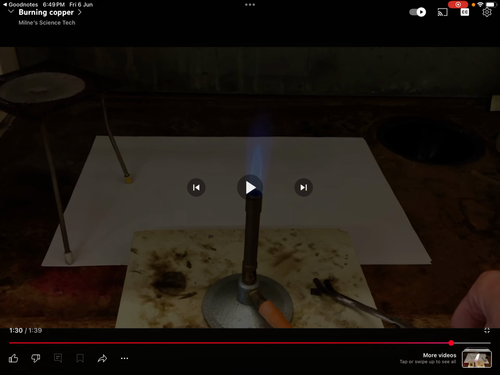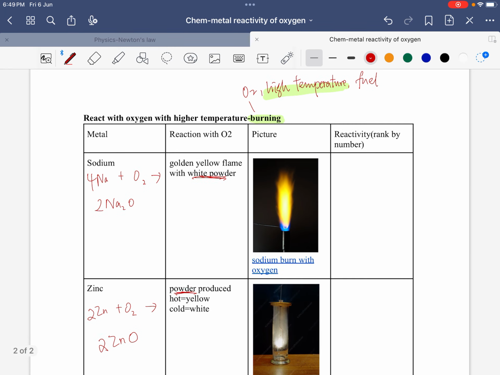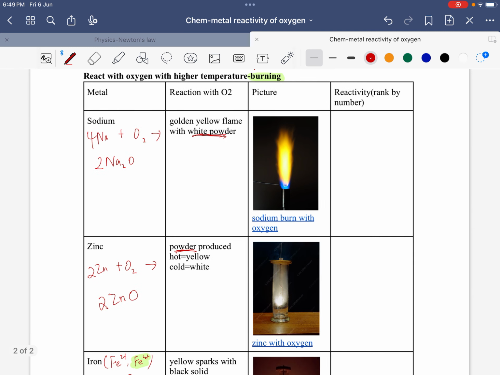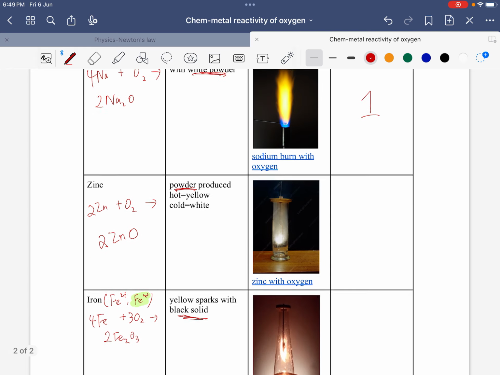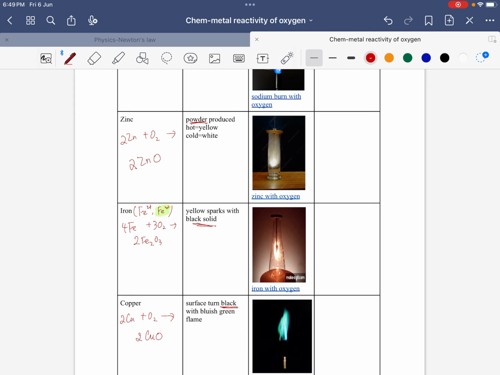Okay, so that's it. Let's go back to our notes. The last part is to rank the reactivity of the four metals. Just as I have said, sodium should be the most reactive metal because with just a tiny cut, it will oxidize. Sodium will be oxidized when it is just freshly cut, okay? So how about these three metals? Actually, we can compare the intensity of the result of the reaction.